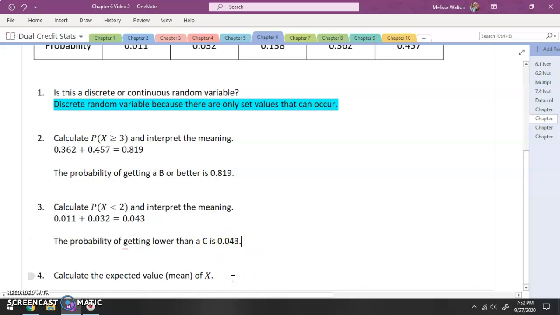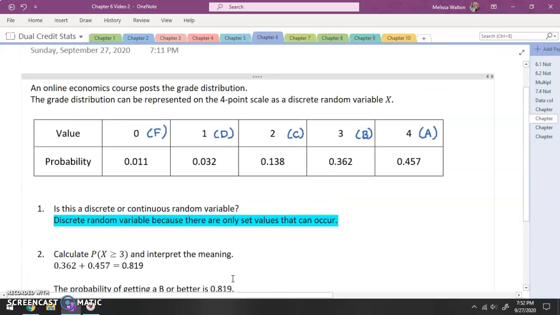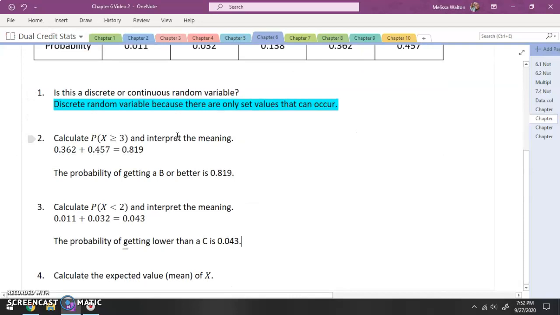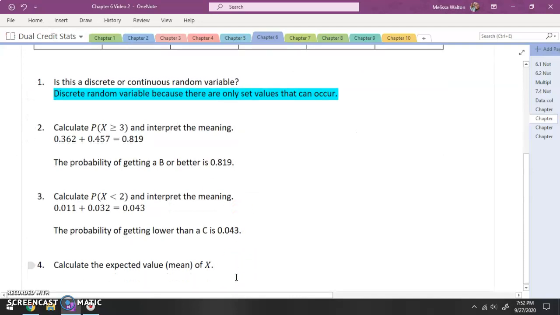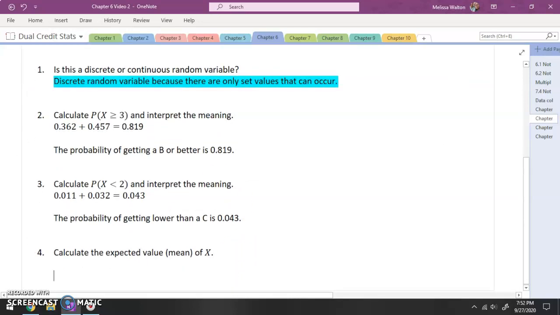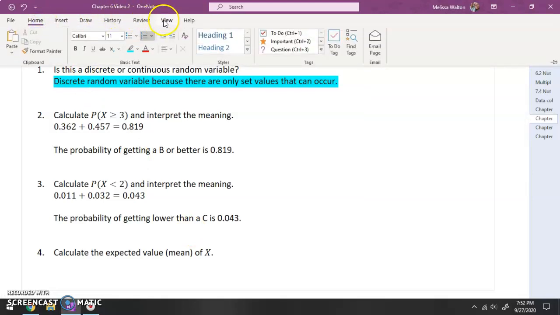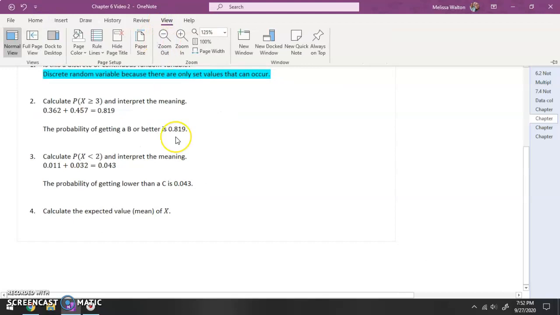All right, last thing that we're going to learn is how do I calculate the expected value of X? Well, the expected value is, if I have a randomly selected student, what is their expected grade? We're essentially just taking a weighted average of these. So we need to gather all of this information from each of the values. Let me zoom out just a little bit so I can see the values.